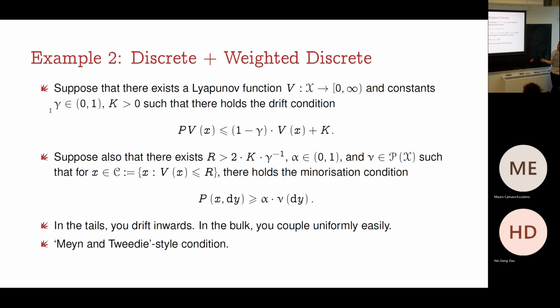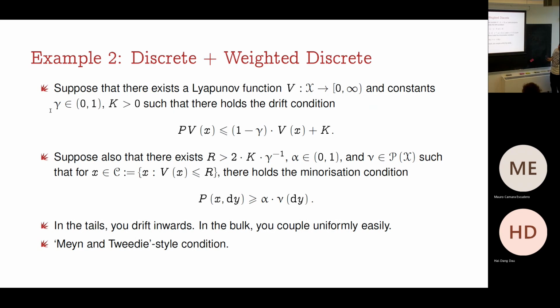And then secondarily, we assume that there is an R which is big enough such that when we look at the set C where the Lyapunov function is smaller than R, we have what's called a minorization condition. One way of interpreting it is as a small world thing. Once you enter the set C, any 2 points in that set can couple easily. It's like a local version of this Doeblin condition I talked about in the previous section.